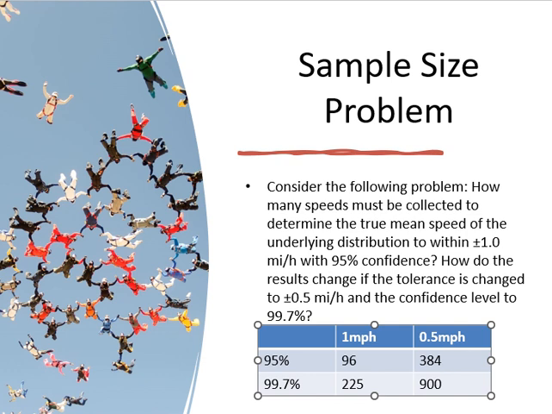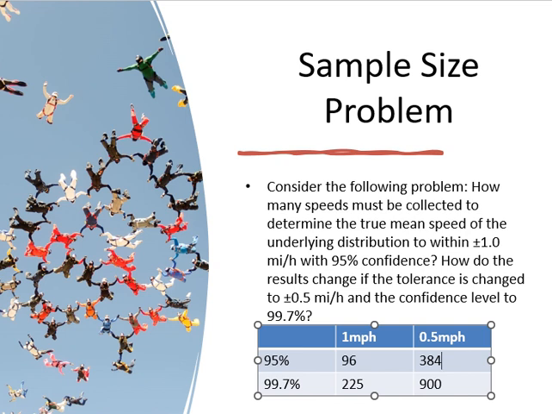Okay, so now you can see when the confidence level increases, values increase. Okay, because now you are trying to cover a bigger part of the population, so you should collect more data. 95%, smaller part of the population, 99.7% comparatively bigger, so you should collect more data.